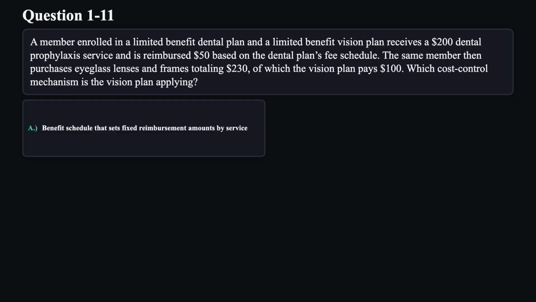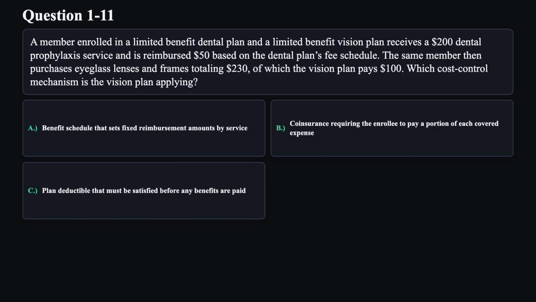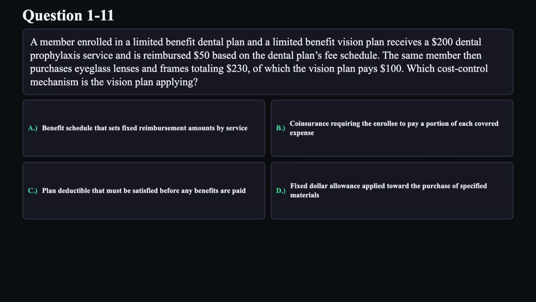A. Benefit schedule that sets fixed reimbursement amounts by service. B. Coinsurance requiring the enrollee to pay a portion of each covered expense. C. Plan deductible that must be satisfied before any benefits are paid. D. Fixed dollar allowance applied toward the purchase of specified materials.